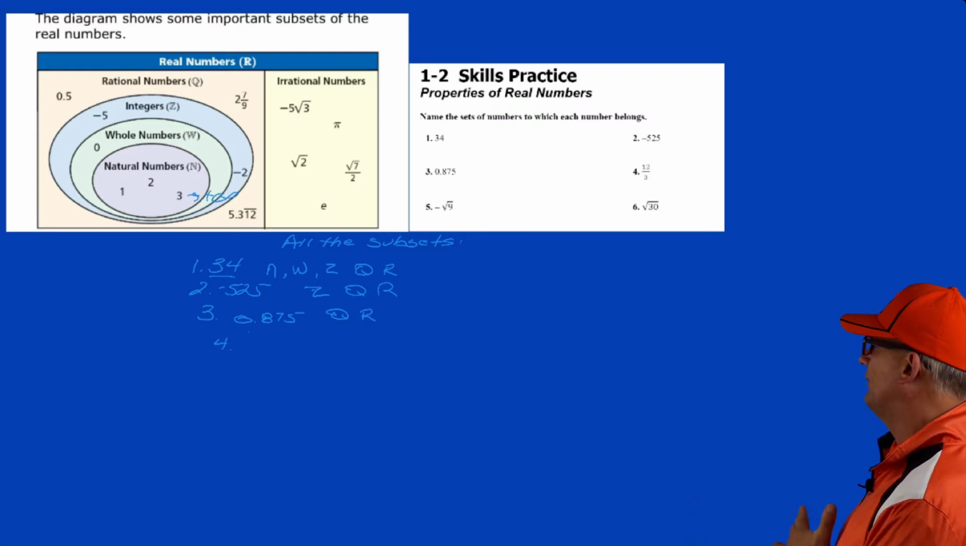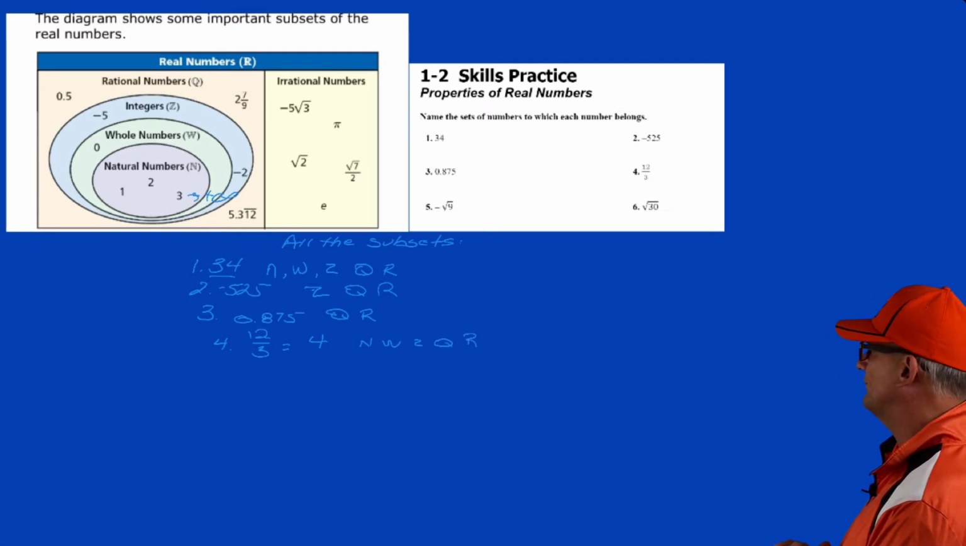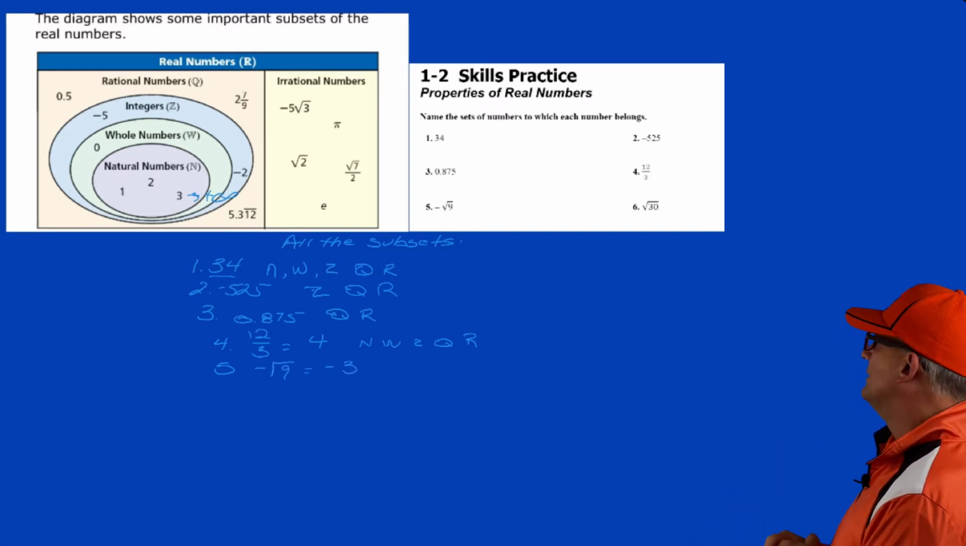0.875. It's not going to be irrational. It's not going to be an integer. It's not going to be a natural number. It's not going to be a whole number because none of those include fractions. It's going to be rational and real. All right, 12 over 3.